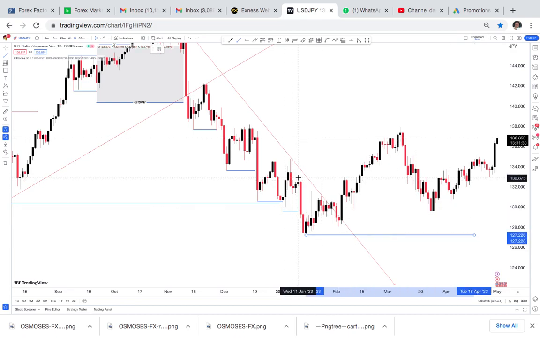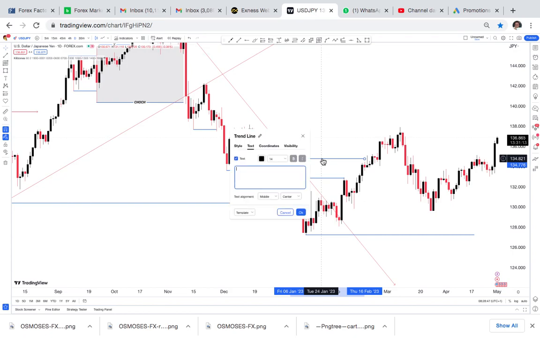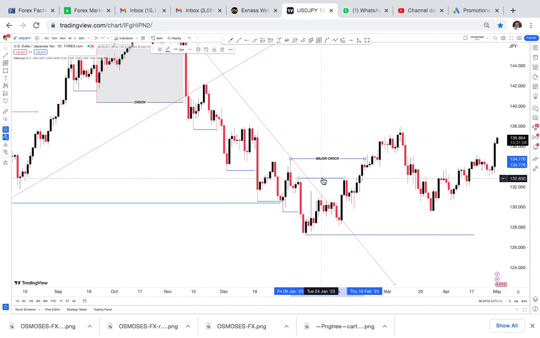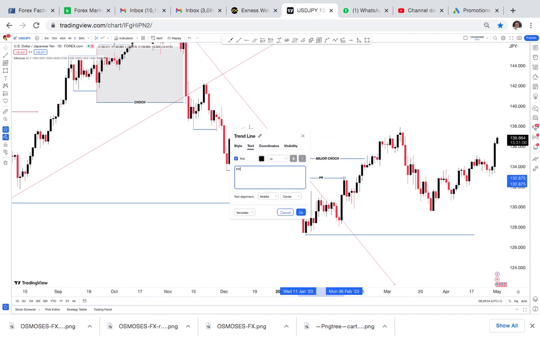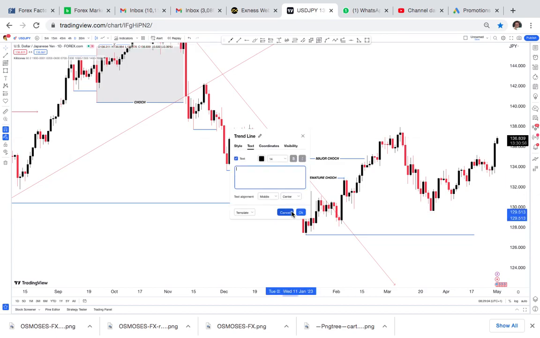This is the immediate high and this is the major high. So the immediate high, or premature high, was taken out, then the major high was taken out. This signifies a change of character. So I'll measure this as a major Choch, right? Then here would be my premature. Okay, so here would be the liquidity zone, the last man standing.